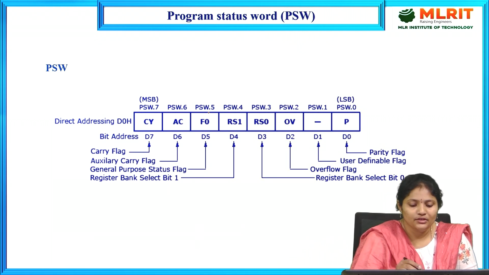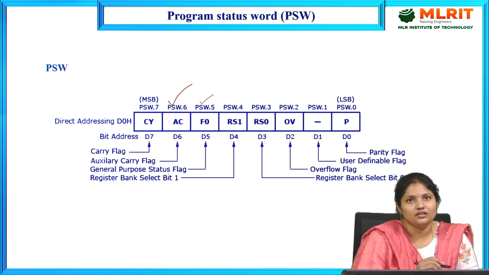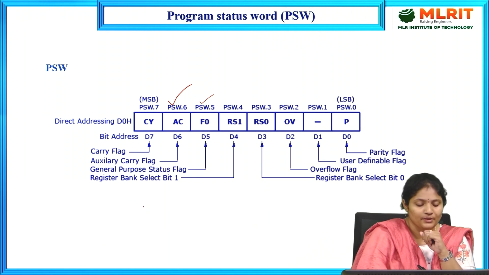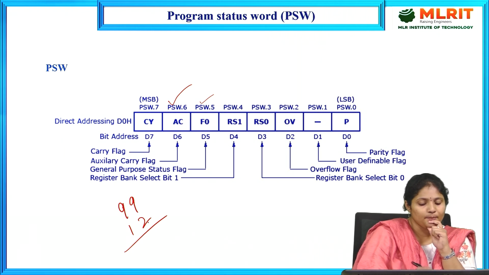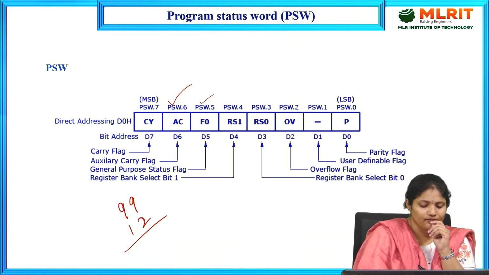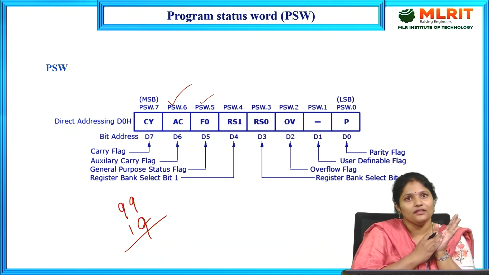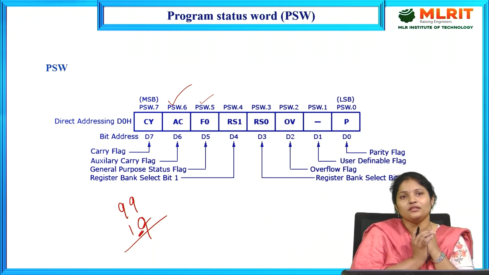Coming to the next, PSW.5, it is a general purpose status flag. Coming to the next one, auxiliary carry. While performing arithmetic operations like additions, for example 9 plus 2, the microcontroller also uses hexadecimal numbers only. If I want to do 9 plus 9, there must be a carry.